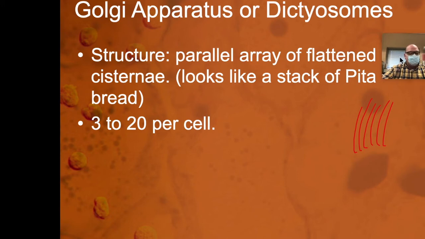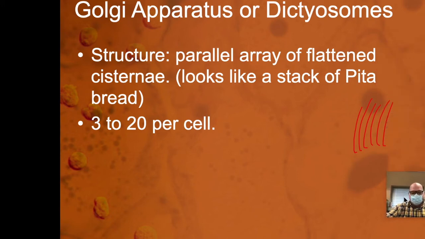Most cells have a pretty good collection of these. It can be anywhere from 3 to 20. I'll probably never ask you that, but I just want you to know, like, it varies. What kind of cell would you think would have a lot of these? A cell's job would be what? A cell that would be making a lot of products, okay? A cell that doesn't really make a lot of products doesn't need as much of this, okay?